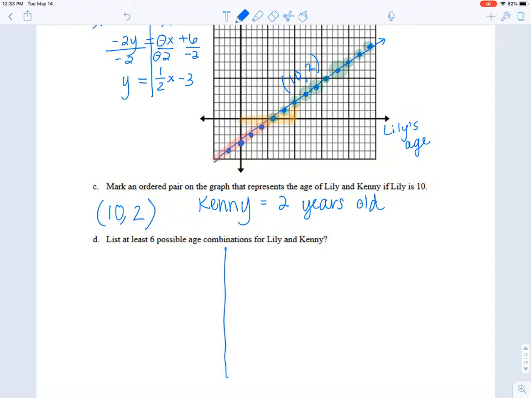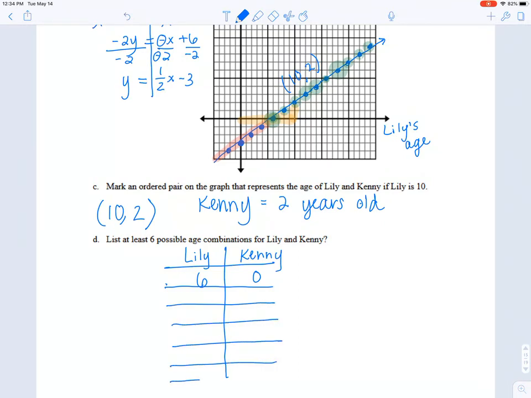And how you could list them, I would list them as a table. And I'll get you guys started. If Lily is 6, which is the first one that I highlighted, this one right here, if Lily is 6, that means Kenny is 0. Okay? Now do 6 more. Go ahead and pause. Okay, so we should have that filled out by now.